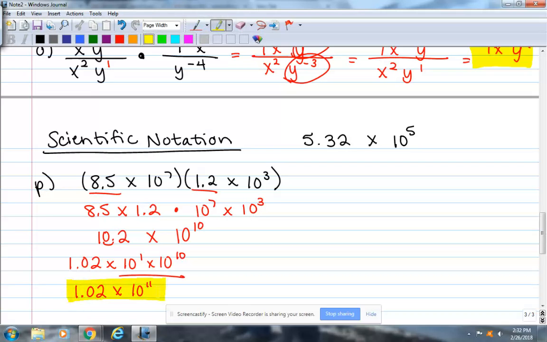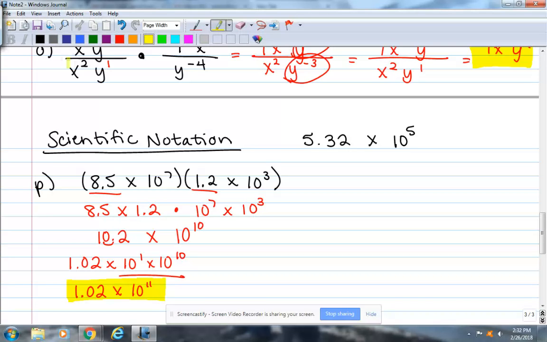So when you're multiplying scientific notation, you do your decimals, then you do your 10s, and then you make sure your decimal was in scientific notation. If it's not, move it one spot, fix that in scientific notation, and add that exponent back to your 10. That's how we multiply scientific notation.